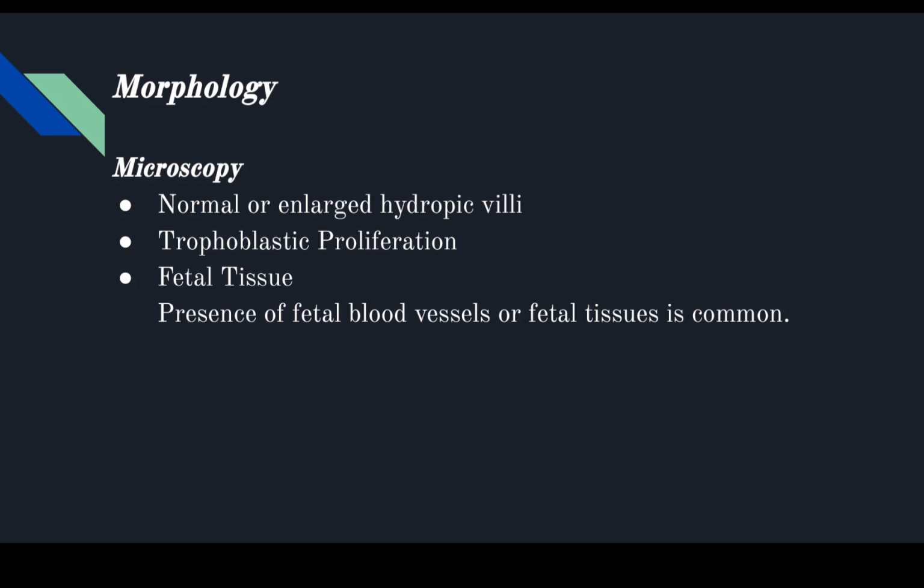Then comes the microscopy. In microscopy, there are both normal and enlarged hydropic villi, and there is trophoblastic proliferation and fetal tissues are present. As fetus formation is possible, the fetal tissues may be present. As the fetus is present, the presence of fetal blood vessels or fetal tissues is common.